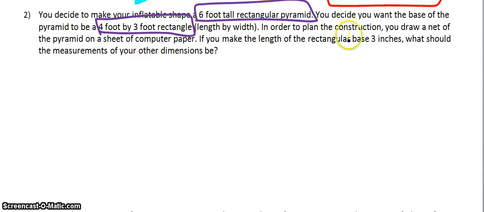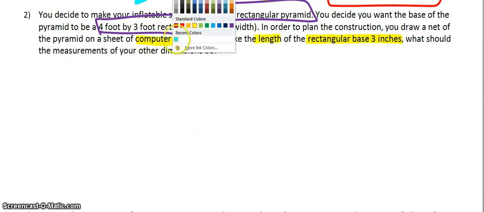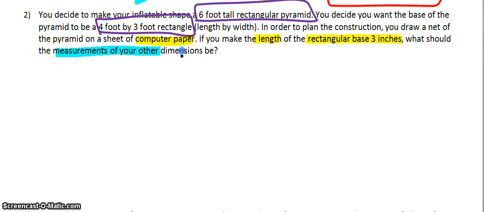Okay, now when you're planning the construction, you're going to want to draw a net so you can see what it's going to look like. You can get all the details narrowed out before you actually construct it. Now, if you're designing the net, you decide you want one of the dimensions of the rectangular base to be 3 inches on the paper, because you're just putting it on a sheet of computer paper. The question becomes, what should the measurements of your other dimensions be? And this is something you'll have to figure out.